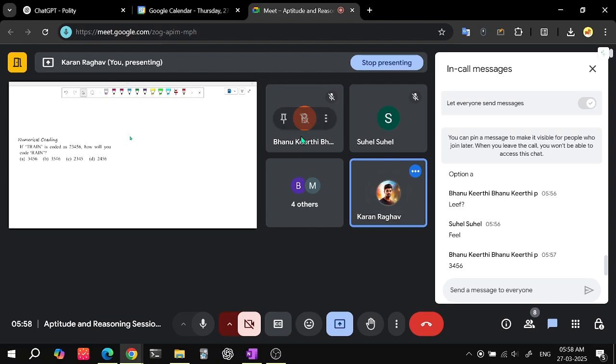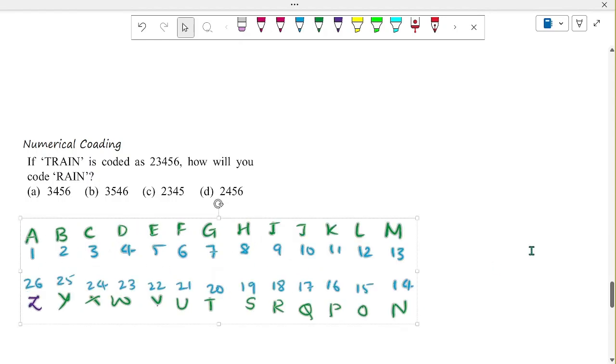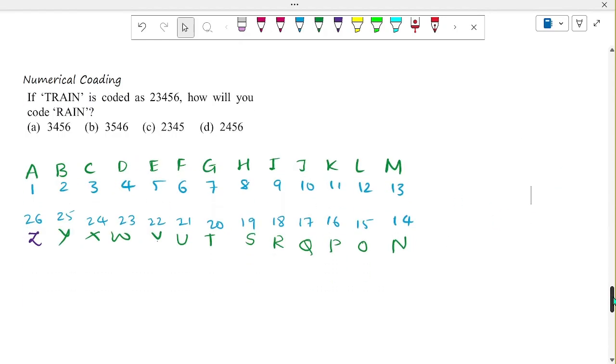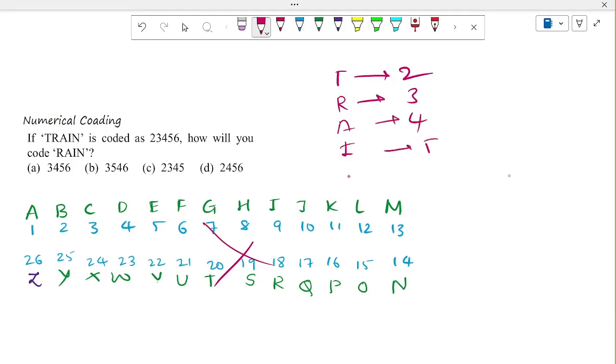3, 4, 5, 6. We'll see. Yes, you can see in place of T they have written 2. So it is not related to this one. And then R they have written 3. A they have written 4. I 5. N 6. So here they have given rain in place of train. So the answer will be this part. 3, 4, 5, 6.